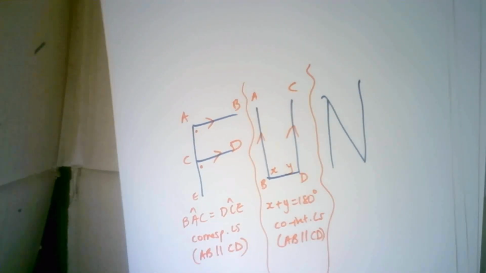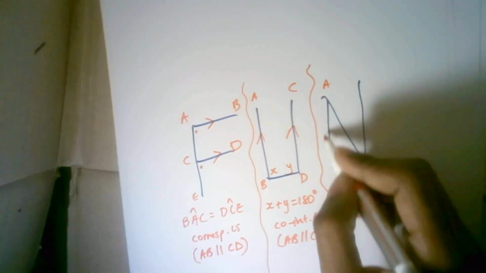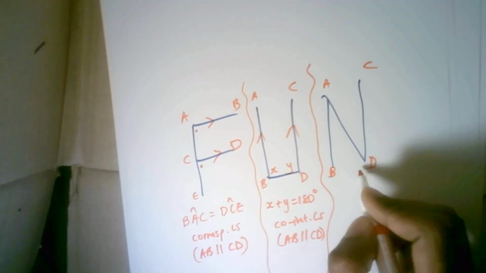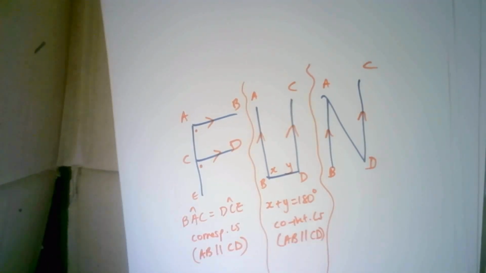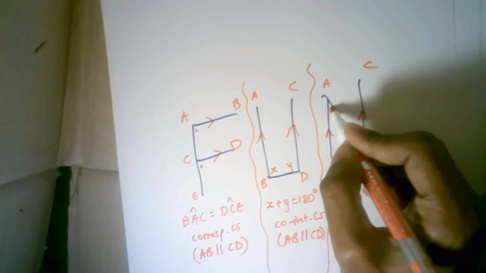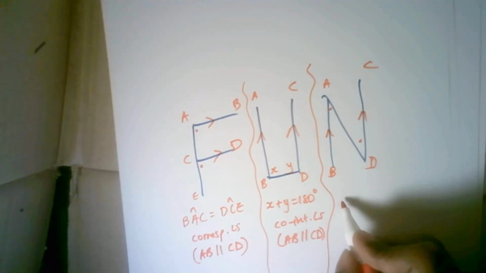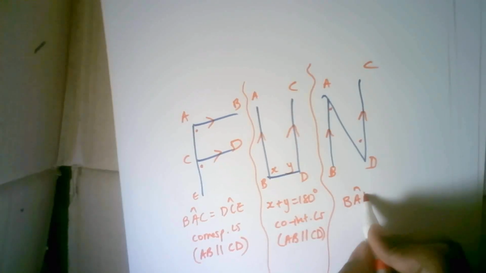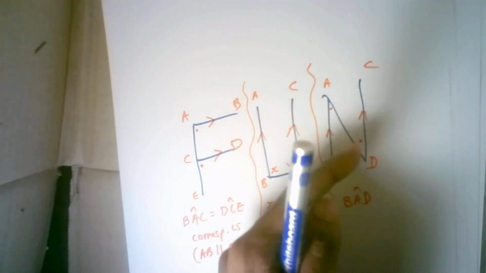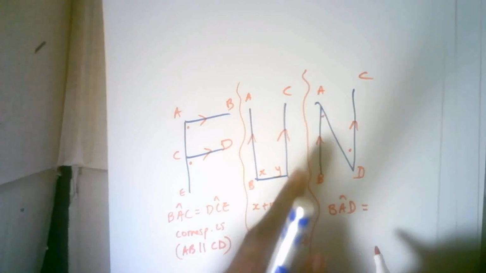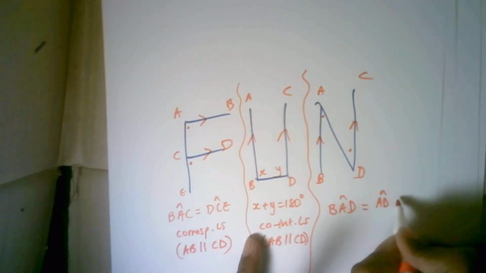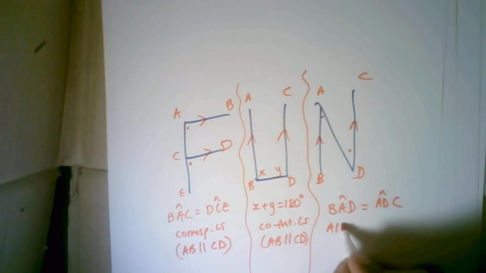Right? And the last case, we have what we call alternate angles. Now, when the transversal cuts parallel lines, alternate angles are equal to each other. So let's call this A, B, C, D. I can see that if AB is parallel to CD, the transversal cuts parallel lines, then these two angles are equal to each other. So angle BAD, this angle that's formed here, is equal to angle ADC, and the reason for that is alternate angles.